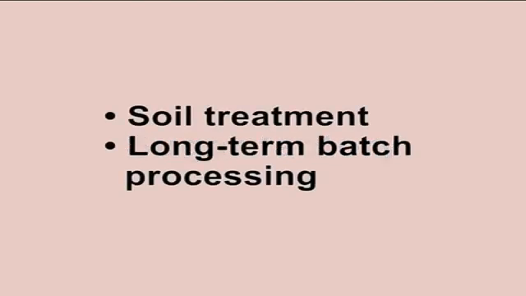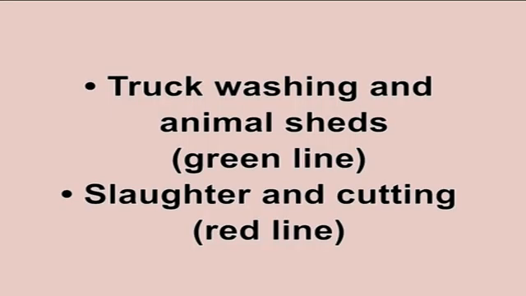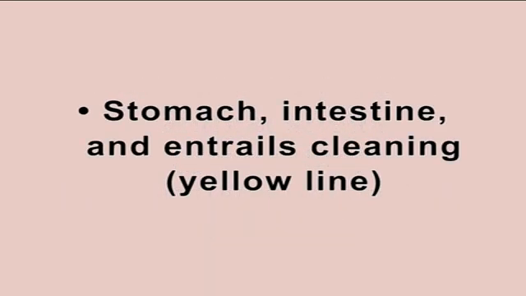In case of sugar factory, for the treatment of sugar factory wastewater, the following processes are common. The first method being the soil treatment, the long-term batch processing, the small-scale technical processes usually consisting of anaerobic pre-treatment and aerobic secondary treatment. In case of slaughterhouses, the primary wastewater and waste product sources are divided into three production areas. The one being the truck washing and animal sheds, second slaughter and cutting. Third one, stomach, intestine and entrails cleaning. The latter, however, are often not done on the slaughterhouse grounds.